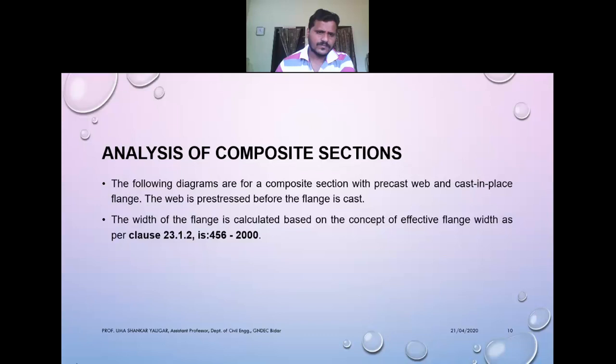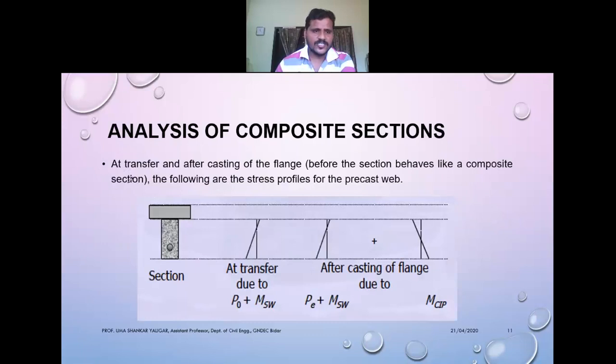Now here, the analysis of composite sections. At first, we will study about the transfer. Okay, because we have totally three types. You have to study analysis at transfer, service, and also ultimate.